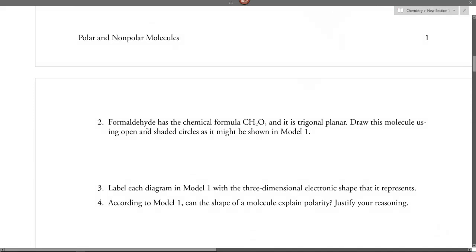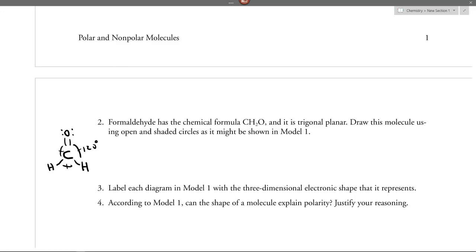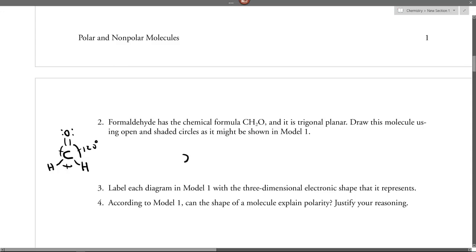All right, number 2. Formaldehyde has the chemical formula CH2O and it is trigonal planar. Draw this molecule using open and shaded circles as it might be shown in model 1. So let's take a look at what our Lewis structure might be. Here is our carbon and oxygen and the hydrogens on it to make formaldehyde. It's trigonal planar, so all these angles are 120 degrees. These are all congruent angles. Okay, so how would that look? Well, we've got our central atom here that is darkly shaded.